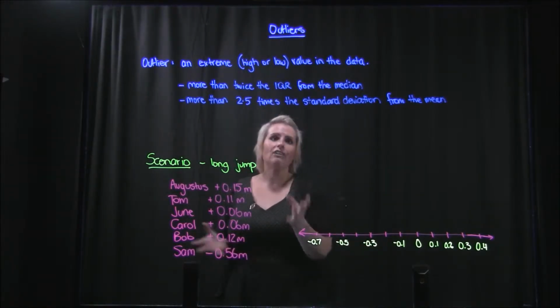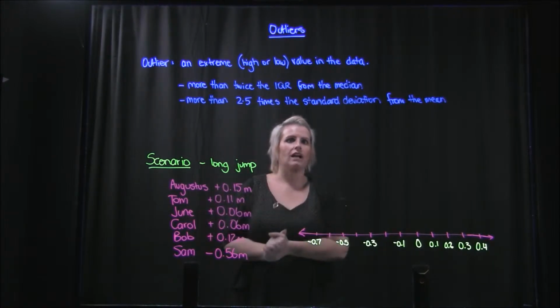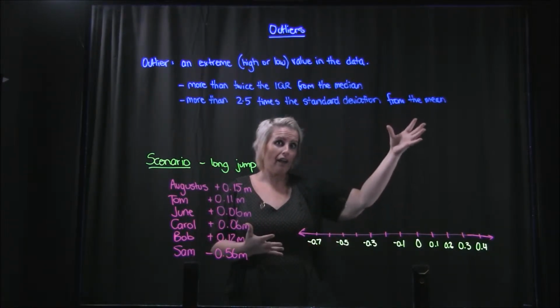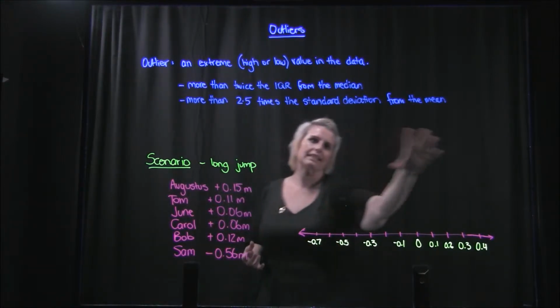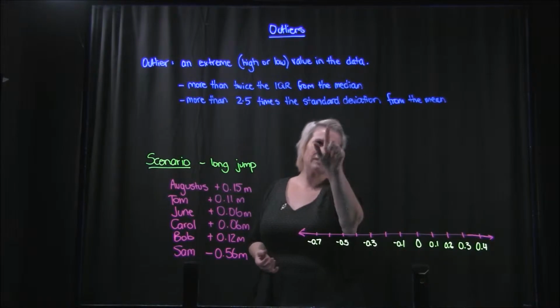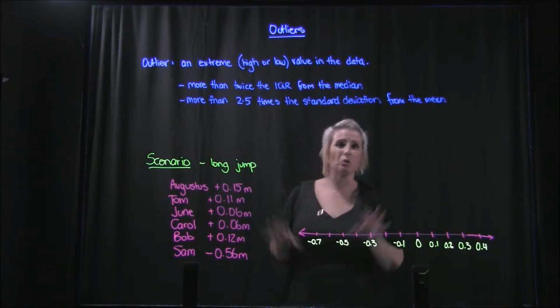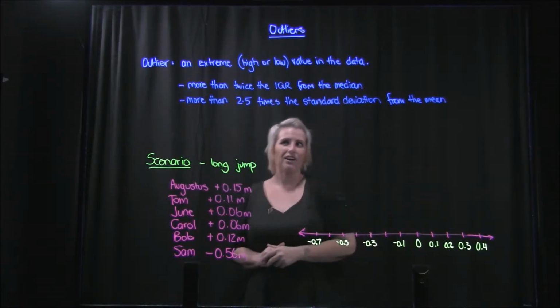An outlier itself is an extreme value in the data. That can be way, way higher than the rest or way, way lower than the rest. But generally, if you were to draw a scatter plot, it would sit really outside of the bulk of the data. It would be very noticeable sitting outside.